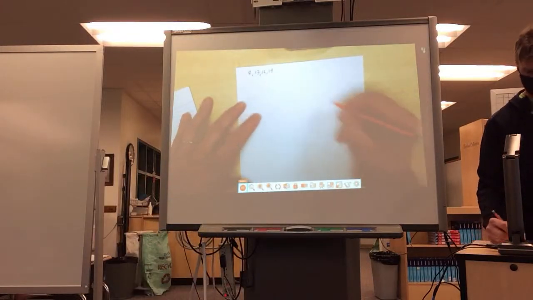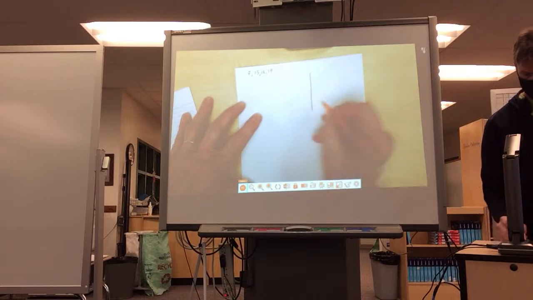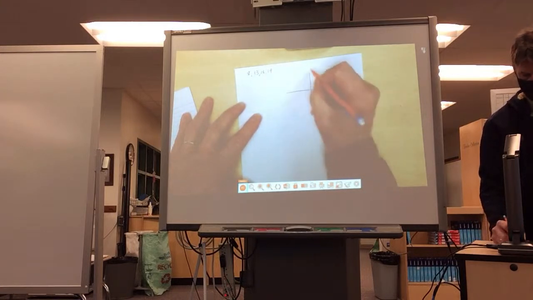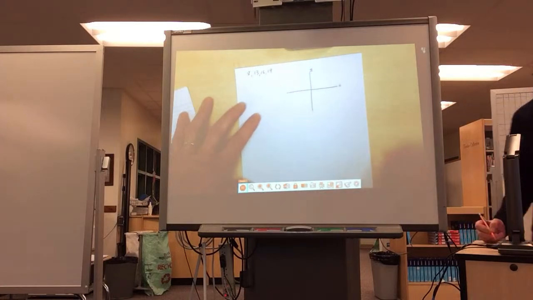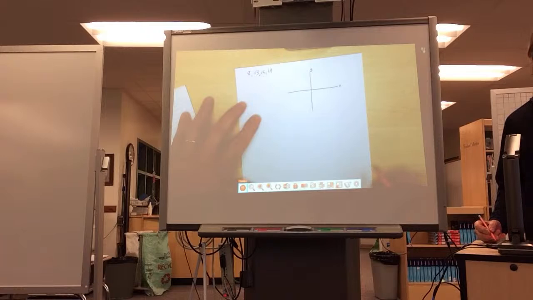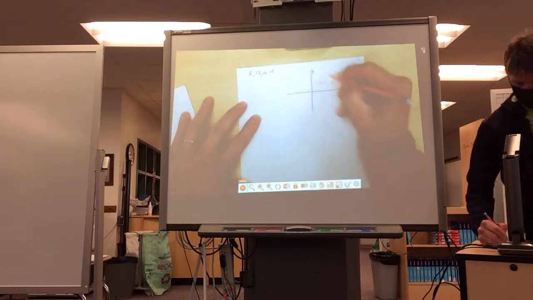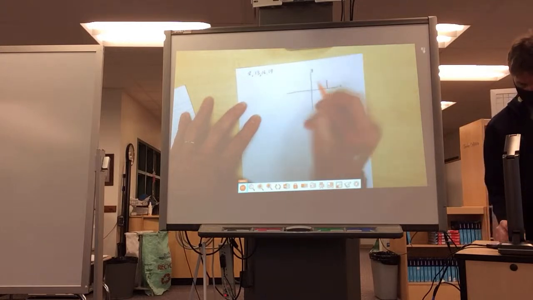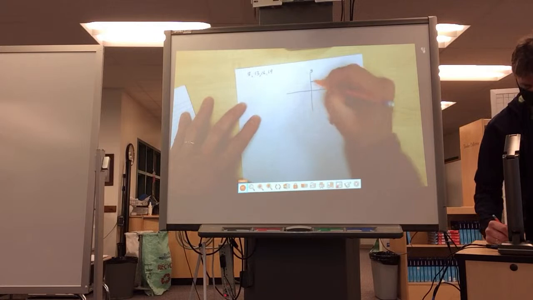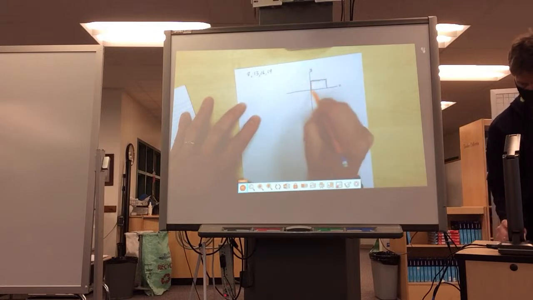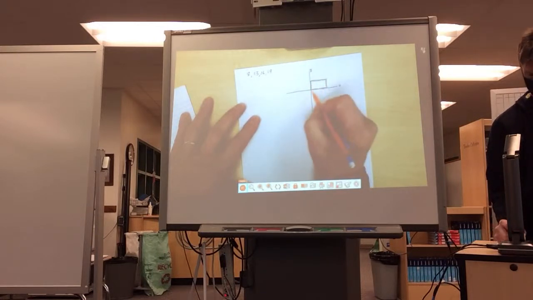I graphed a rectangle. And did you use a convenient location? Yeah, I did. And where did you place it? Right on where the X and Y axes intersect. Okay. So you put it like this. Here's your rectangle. So this point down here is 0, 0.